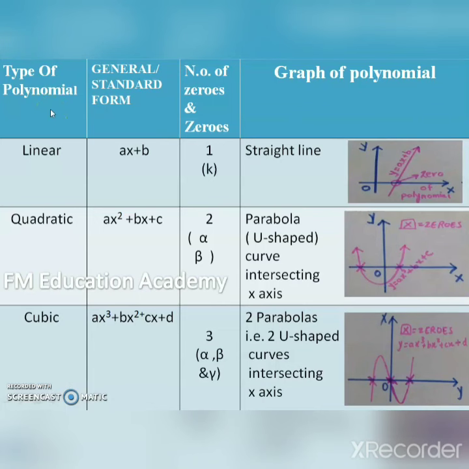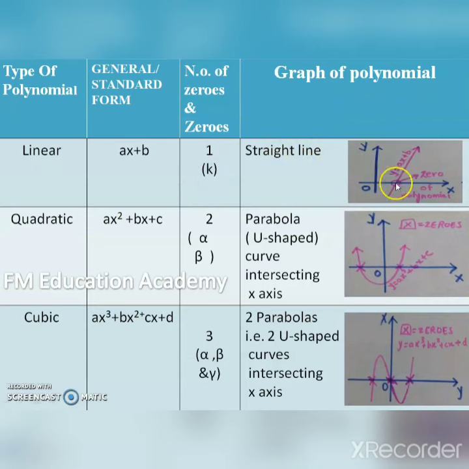So what is the standard form of a linear polynomial? The standard form of a linear polynomial is ax plus b. As I said, linear means degree is 1, so the number of zeros is 1 and it can be represented as k. So how will the graph of the polynomial be? Remember, a linear polynomial will always have a straight line.